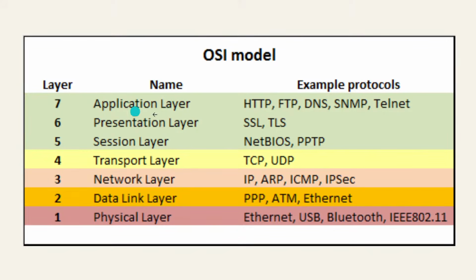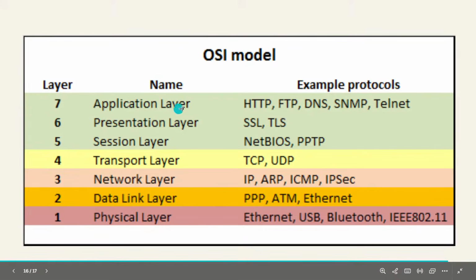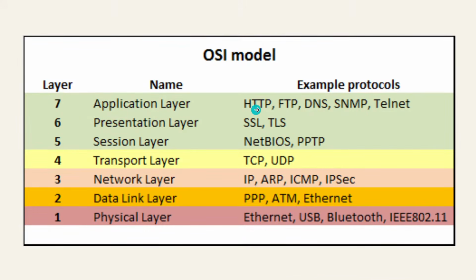Okay, so here we have got the OSI model, all the layers, and on the application layer, what are the protocols? HTTP, FTP, DNS, SNMP, and Telnet like protocols are used. On the presentation layer, SSL, TLS, these are the protocols used for the encryption part. And on the session layer, NetBIOS, PPTP like protocols are used. On the transport layer, TCP, UDP protocols are used.